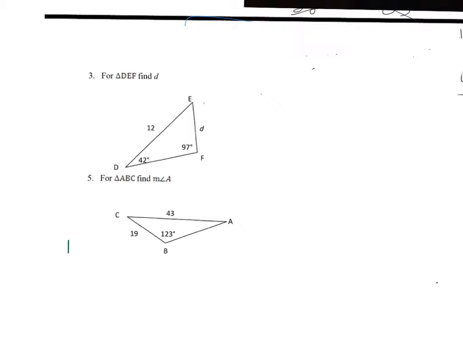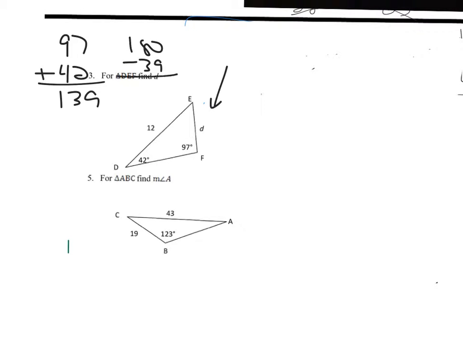Problem 3, I have to find little d. Again, I look for a right angle. I don't see any. I have a 97 degree angle and a 42 degree angle. So if I add them up and subtract that from 180, it looks like the missing angle, angle E, is 41 degrees. So I have no right angle, so I'm not using SOHCAHTOA.